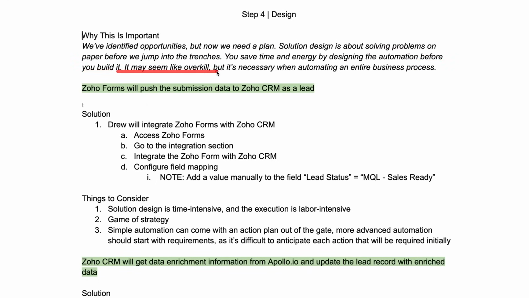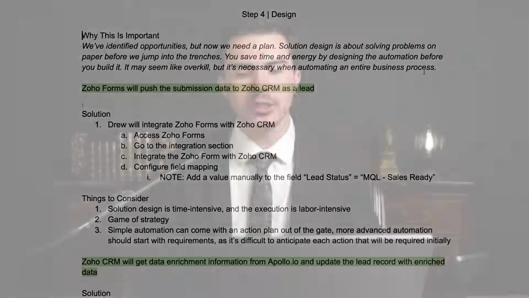It may seem like overkill, but it's necessary when automating the entire business process, right? So imagine this like someone handing a bucket to another person, to another person, to another person before they throw it on the fire. Okay, you need to do things in a logical sequence here. The first bucket, the first creation of the automation is the design, right? What you do on paper. Then when you jump in the trenches, you can focus on the right things and you don't get distracted.